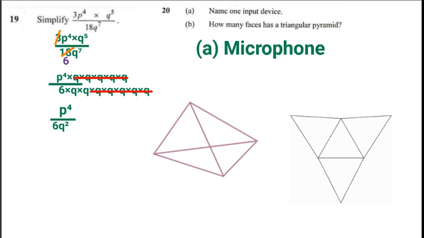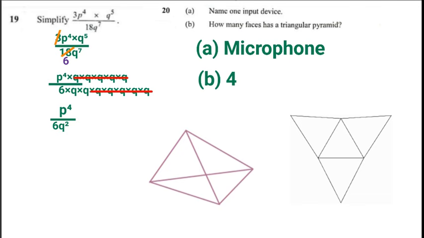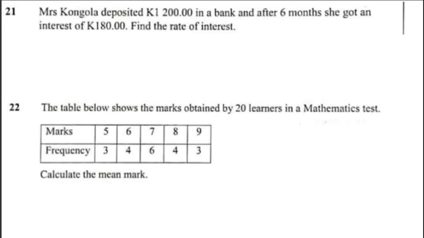So when you count those shapes, the triangles which are in that bigger triangle, they are 4. That means it has got 4 faces. So we can write it has 4 faces. So the correct answer for 20b was 4. Let's go to the next question.